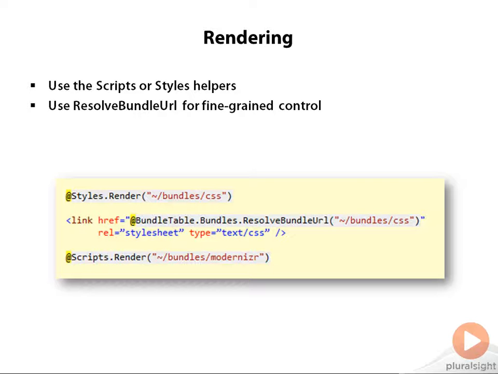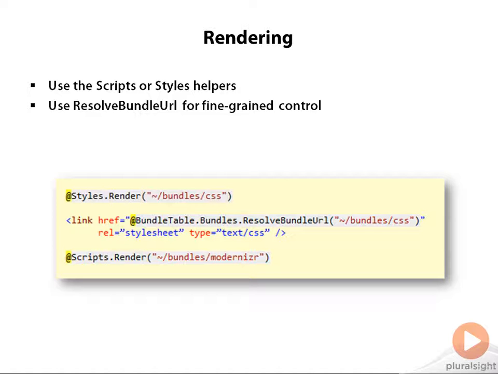The System.Web.Optimization namespace includes Styles and Scripts helpers that you can use to emit the proper tags for your bundles. These helpers make things very simple, and when I want to inject my CSS bundles, I can just say Styles.Render and pass in my virtual path. You can actually pass in multiple paths there. The runtime will take care of the rest and emit all the proper link and script tags. If I want a little more control over my tag, I can use the ResolveBundleUrl method to create the proper URL for me.